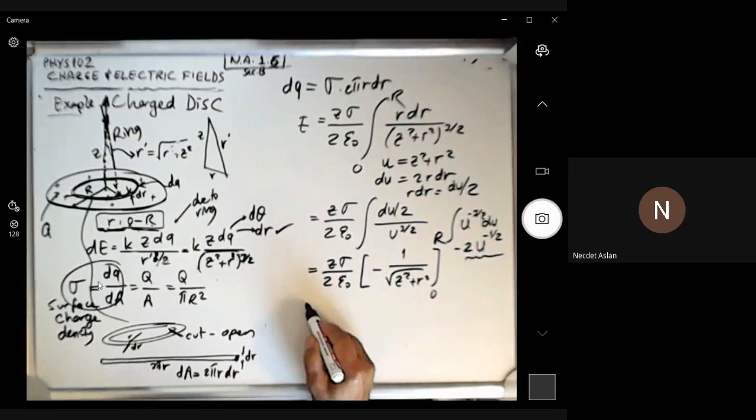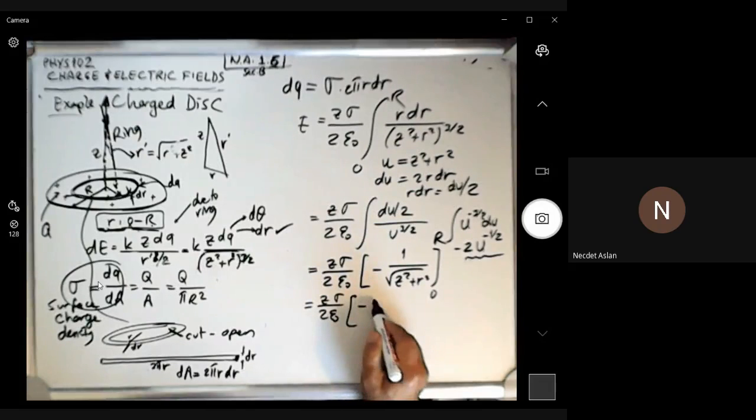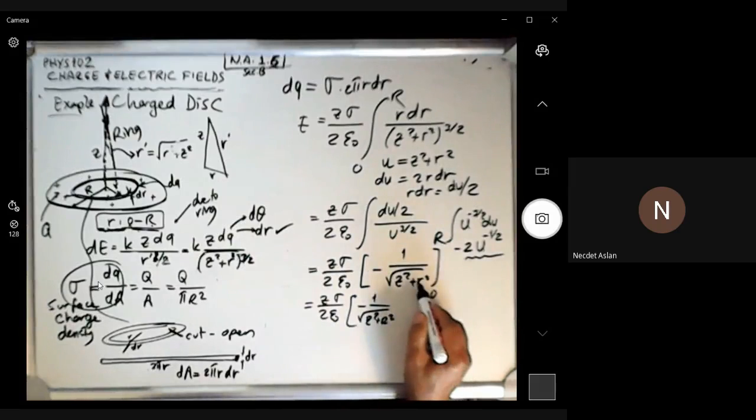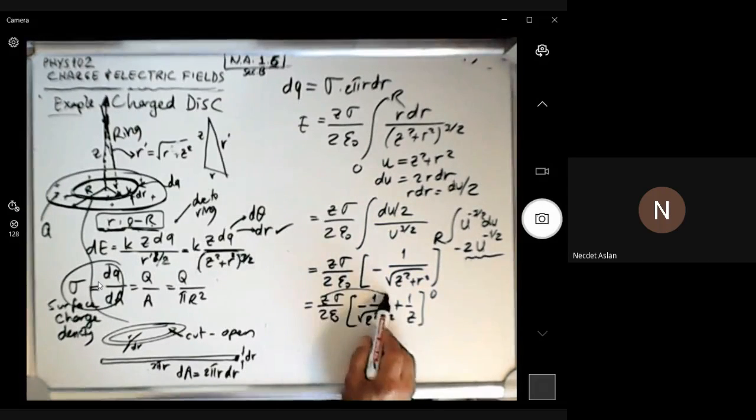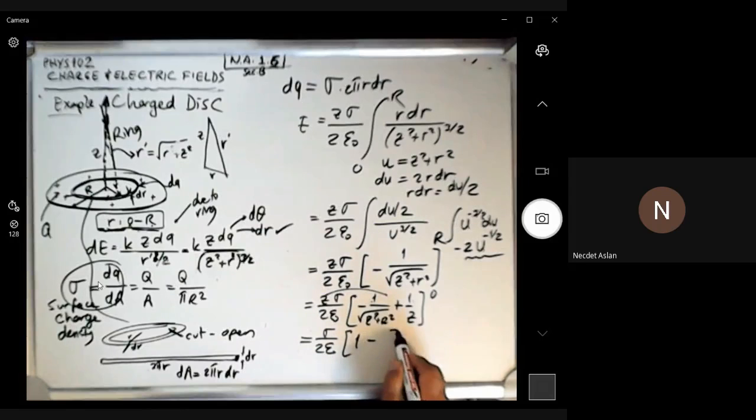so you will have z sigma over 2 epsilon 0, okay, if you put the upper limit, minus 1 over square root of z square plus capital R square, but when you put 0 for this, it's just plus 1 over z. Why plus? Because the lower limit is minus, and there is another minus, minus gave you plus. So now if you put this z inside, multiplying these two terms, you see that it's sigma over 2 epsilon 0, okay, times 1 minus z over square root of z square plus R square. So this is the result. So this is the electric field in z direction for the disk.